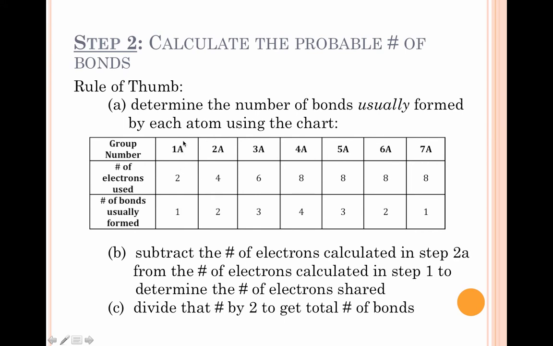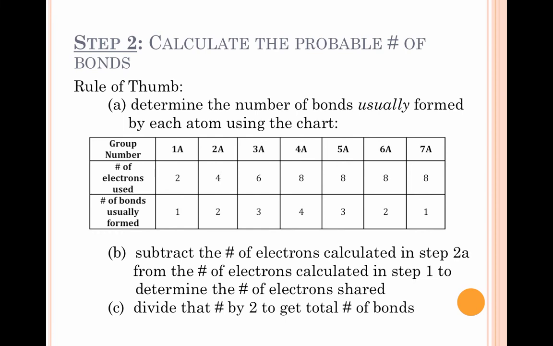So what you're going to see is group numbers of the periodic table, the A group, 1A, 2A, 3A, 4A. Notice we don't have 8A because they're noble gases and they're not bonding. And you're going to see the number of electrons used in the bond. This really isn't that important. What's really important is this row right here, usually the number of bonds that form. So what this is saying is a group 1A element usually only makes one bond, 2A makes two, and so forth. This right here and this right here is going to help you figure out how many bonds you need to show in your structure.